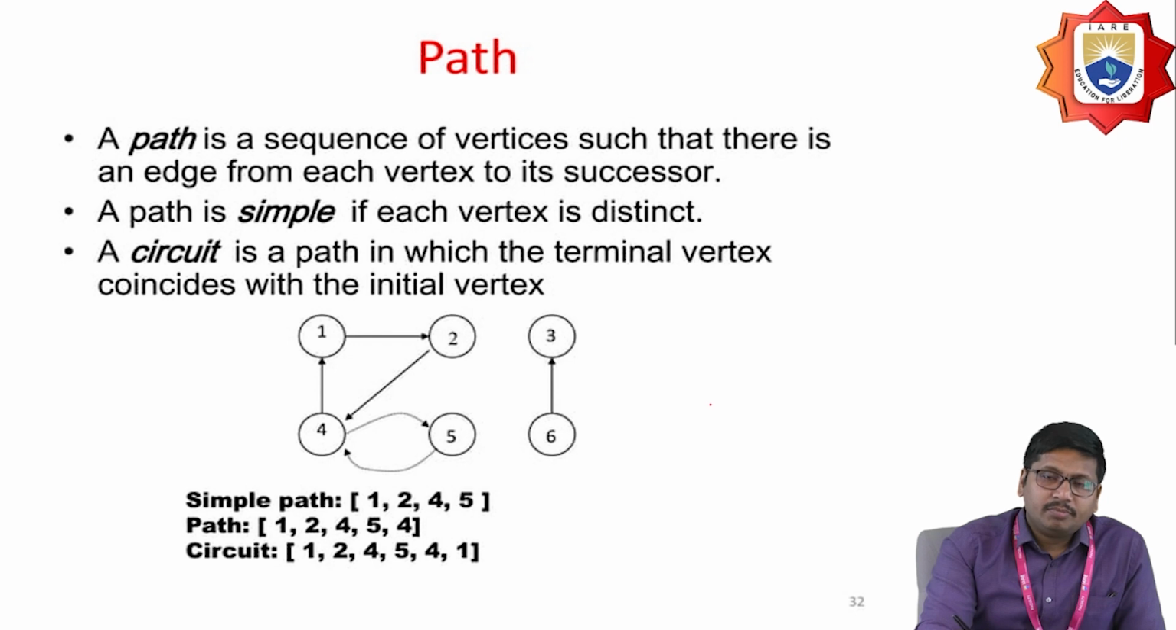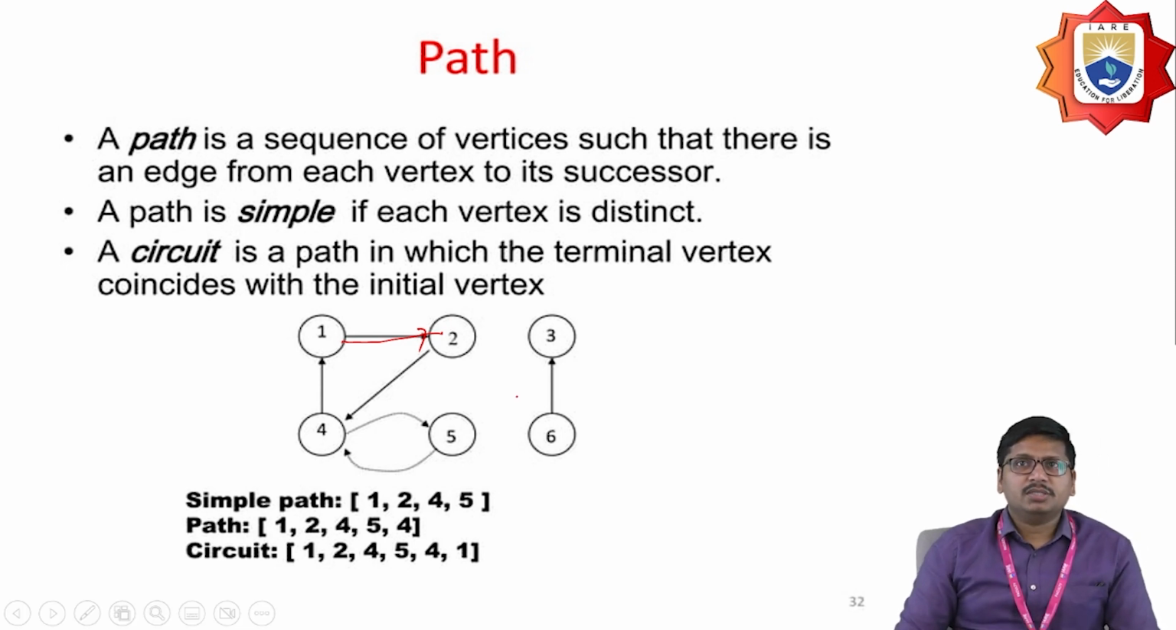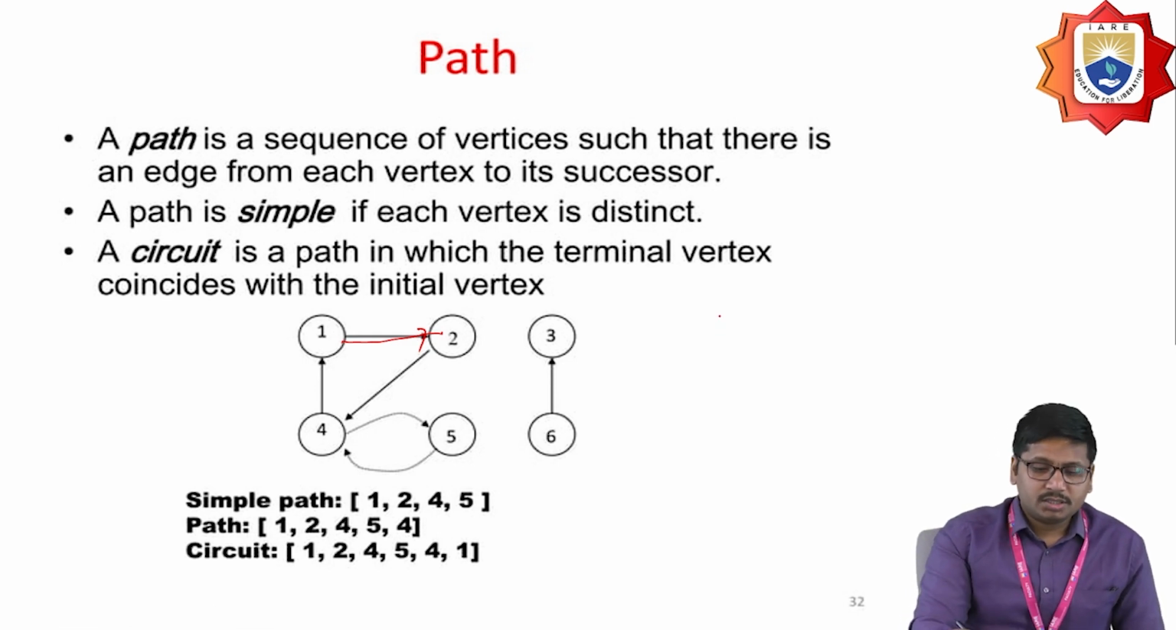So a path is nothing but a sequence of vertices. Suppose I have a graph like this, so this should be the given graph. If I have a path from vertex V1 to V2, then I can say that should be a path from each vertex to its successor. Similarly, a path is said to be simple if each vertex is distinct. And a circuit is nothing but a path in which the terminal vertex coincides with the initial vertex.